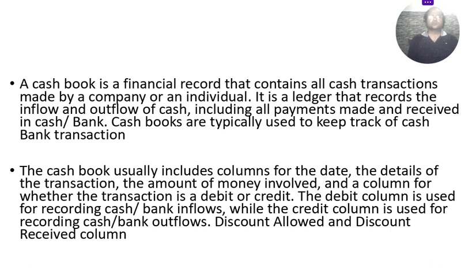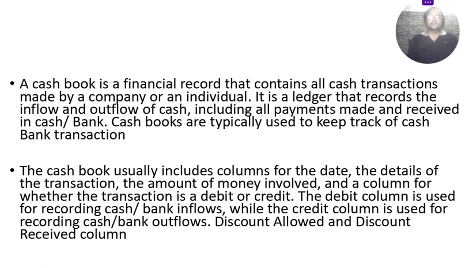The debit column is used for recording cash or bank inflow, while the credit column is used to record cash and bank outflow. As we know, cash and cash at bank are the company's assets. Whenever assets increase, we record on the debit side, and when assets decrease, we record on the credit side. Discount allowed and discount received columns are also included in the cash book. Discount allowed is the company's expense. Whenever the company increases expenses, we record on the debit side, and discount received is company income, so we record it on the credit side.